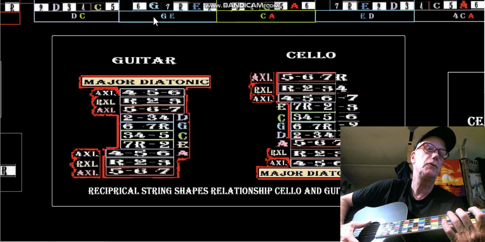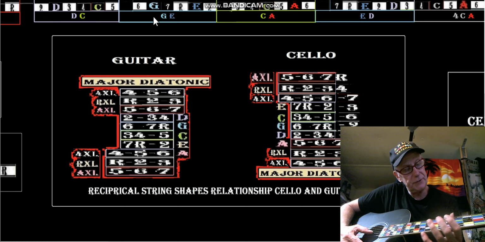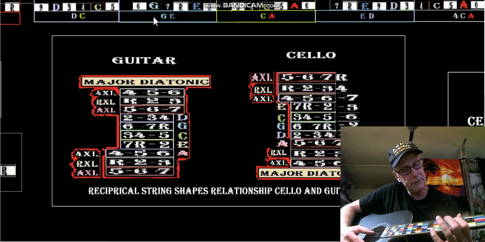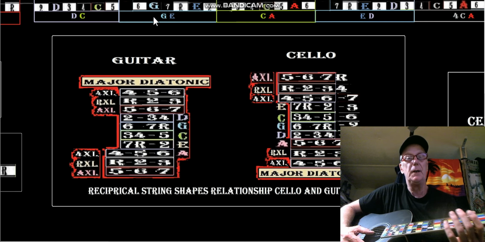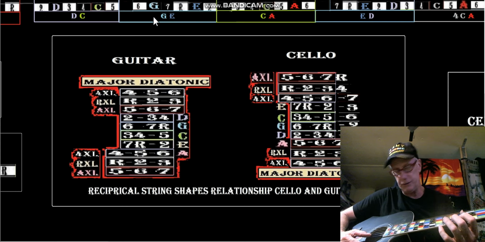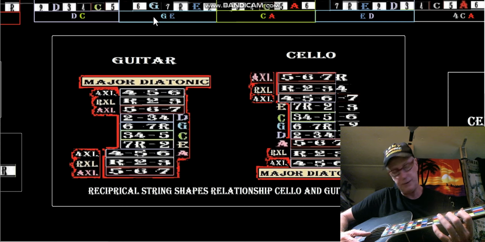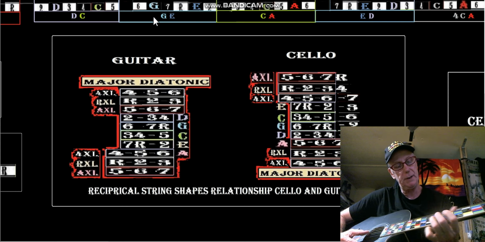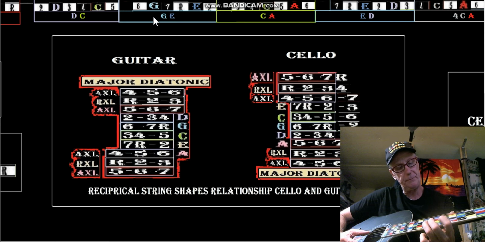6, 7, root. So we've got 6, 7, root up here. Where do we have our 6, 7, root? I forgot where we were. Alright, so we were pretty much here, A, B, C. Okay, that's G string shape to E. So it's like CAGED: G string shape goes to E string shape. Where's E? It goes to D string shape.